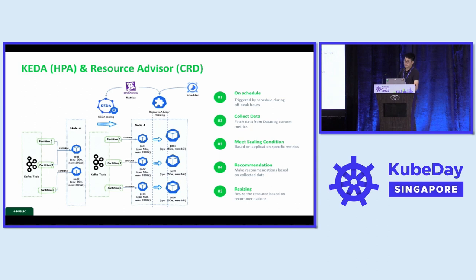Okay, here is the whole workflow of our resource advisor integrated with KEDA. Firstly, the horizontal scaling is still managed by KEDA at all times, and it ensures the peak resource utilization based on the traffic throughput of the day. Next, we have the resource advisor triggered during off-peak hours based on a schedule. Then data will be collected from Datadog custom metrics and the current resource metadata for the deployment.